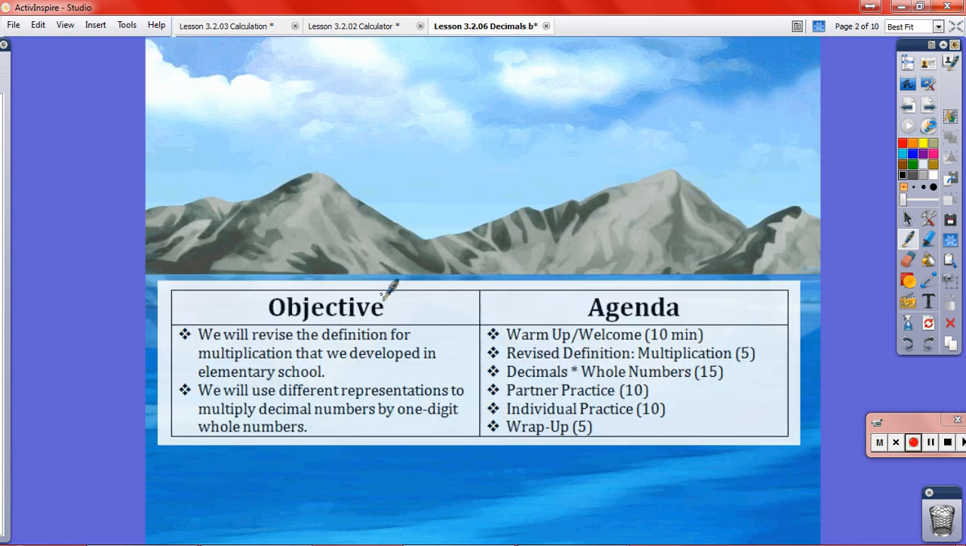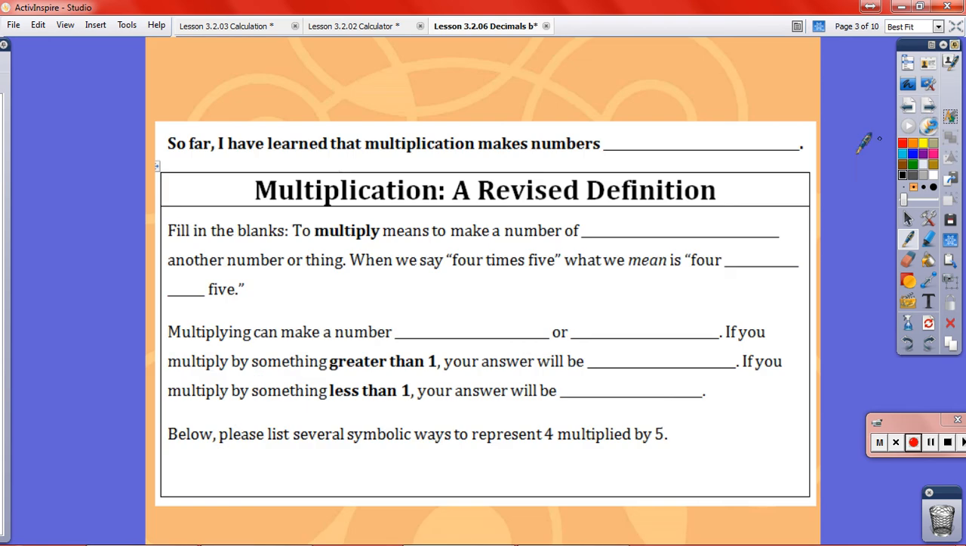Okay, so the objectives for this lesson are that we will revise the definition for multiplication that we developed in elementary school, and that we will use different representations to multiply decimal numbers by one-digit whole numbers. So, in elementary school, kids frequently learn that multiplication makes numbers bigger. And students have this packet in front of them in class, so they're filling in the blanks as we go along. So, we're revising the definition of multiplication to make it more accurate for what we're learning in middle school.